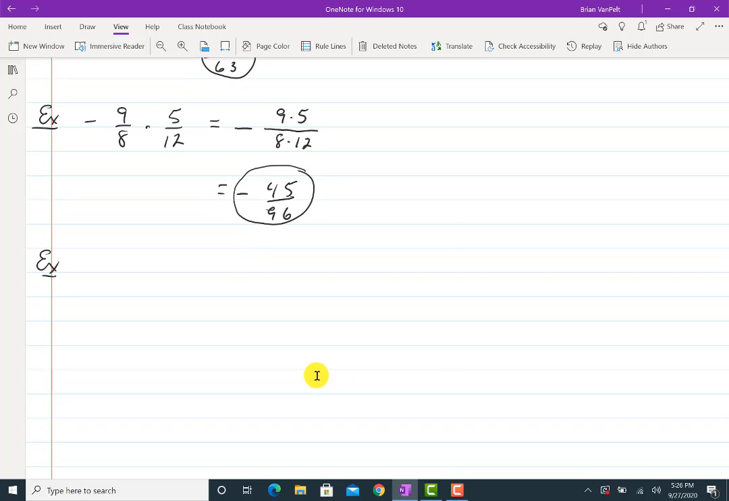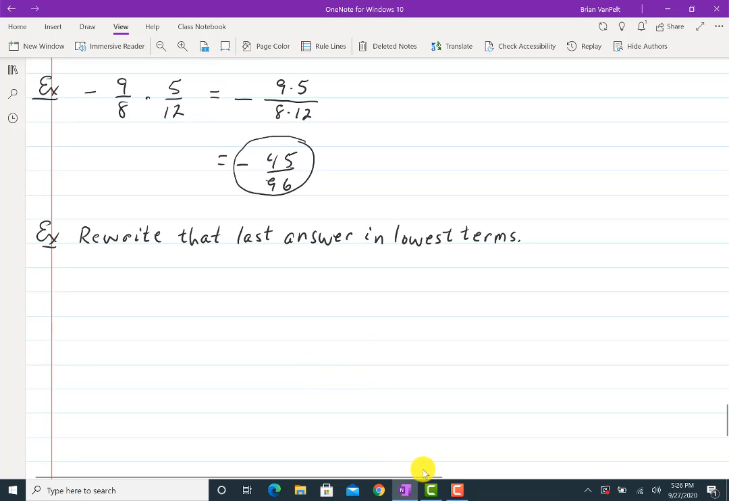For this next example, I want to redo, I shouldn't say redo the last example, rewrite that last answer in lowest terms. So I want to take the negative 45 over 96 and simplify it. So we've got to try to come up with some sort of a number that goes into both the 45 and 96, or I have to go with the factor trees.